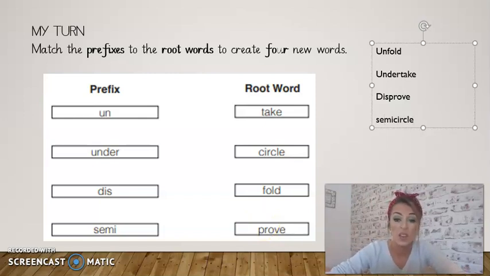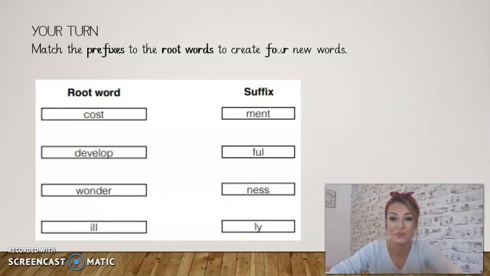I'm going to give you a question very, very similar, and you're going to have a go yourself. Are you ready? So it says match the prefixes to the root words to create 4 new words, just like I did. Have a go.